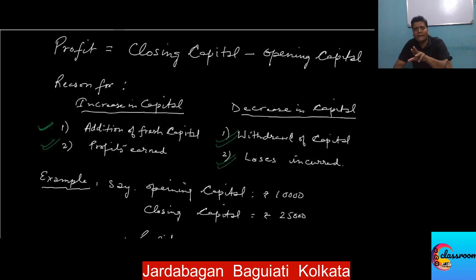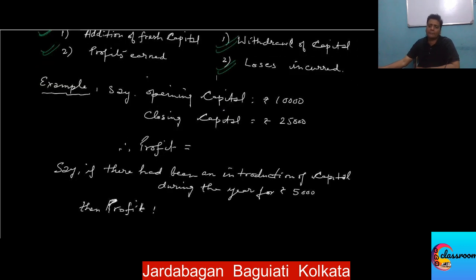So we need to adjust the closing capital due to the increase or decrease from the fresh introduction or withdrawal of capital. And thereafter, if we deduct opening capital from the closing capital, we will certainly get profit. Let me show you this with an example.